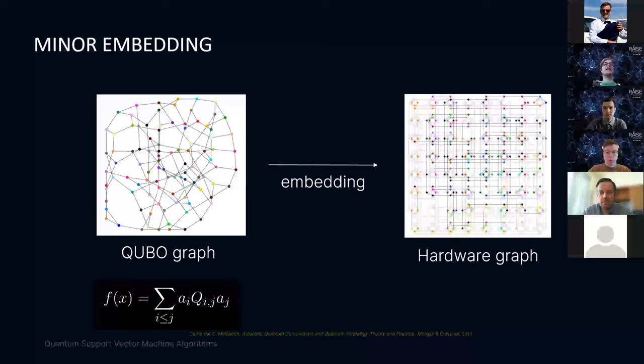So the embedding and the binding limitation, from my personal experience, is one of the key issues that you need to work with, trying to limit it when working with such annealing systems.